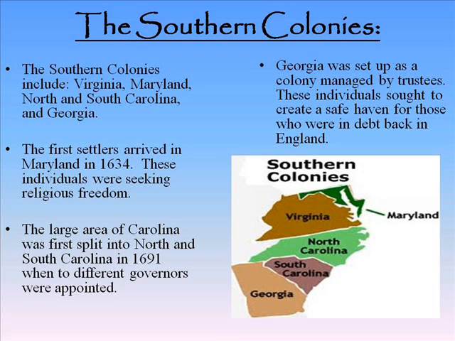The large area of Carolina was first split into North and South Carolina in 1691 when two different governors were appointed. Now, Georgia was set up as a colony managed by trustees. These individuals sought to create a safe haven for those who were in debt back in England.